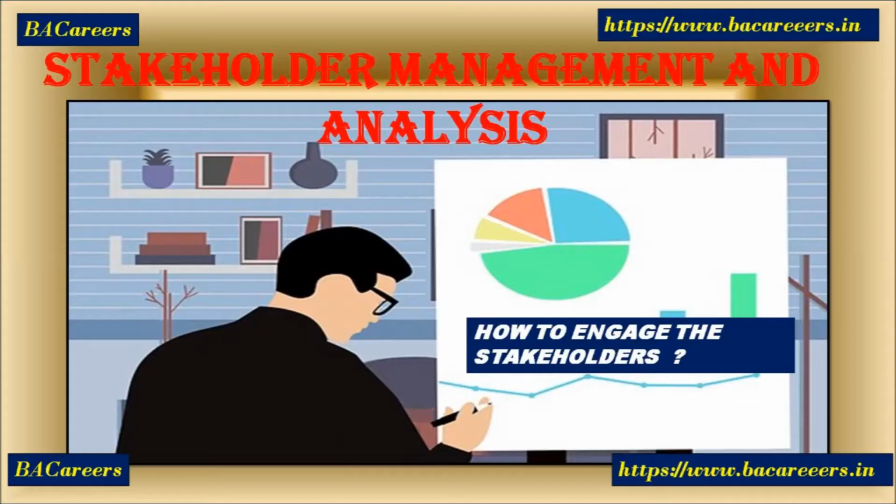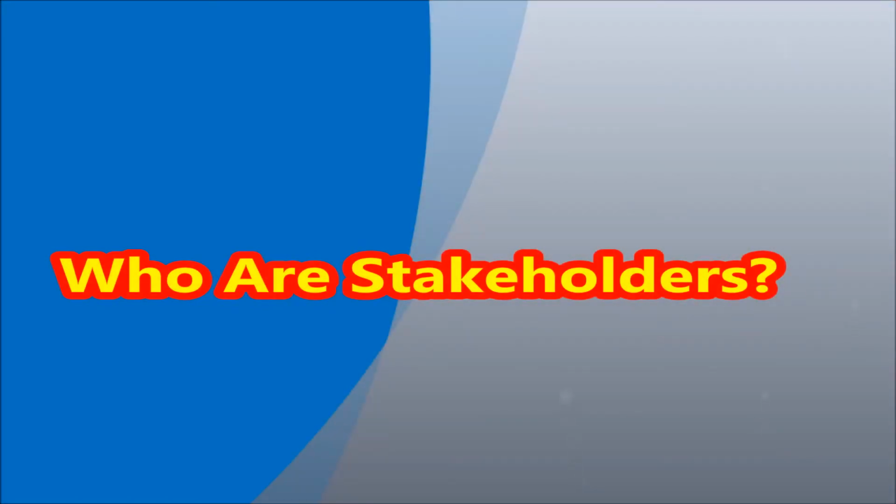In this video, let us discuss who are stakeholders and how to identify and manage the stakeholders. What is stakeholder management analysis? Who are stakeholders? Those who are involved in the project directly or indirectly are called stakeholders. Example: development team, testing team, quality analyst, client, SMEs (subject matter experts), and architect.